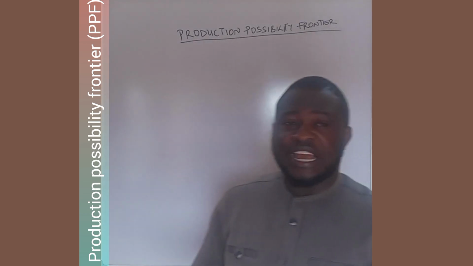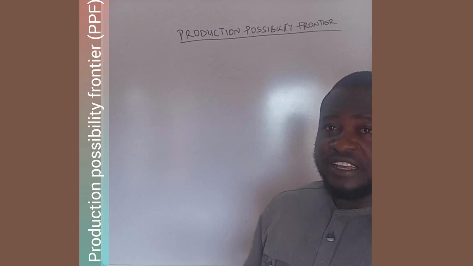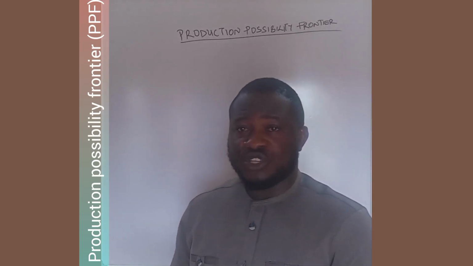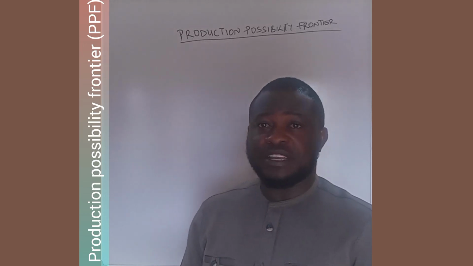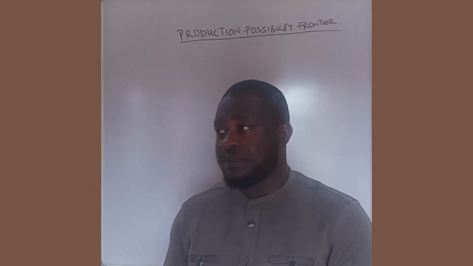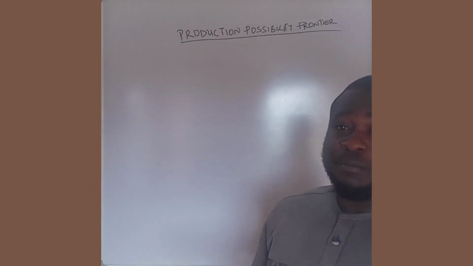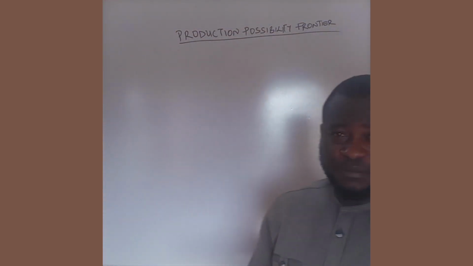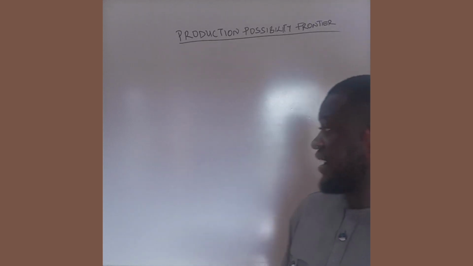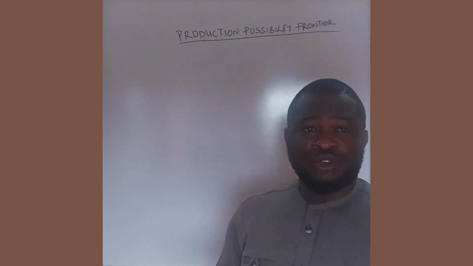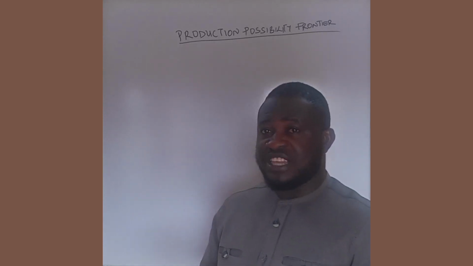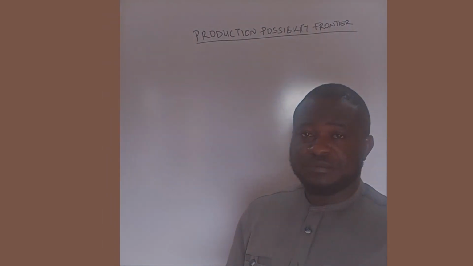Once we are done with that, we will represent the production possibility schedule in a graphical form, thereby giving us what is called the production possibility curve, or the production possibility frontier, or the production possibility boundary. By way of definition, the production possibility frontier can be defined as a graphical representation of the maximum combinations of two goods and services that can be produced in an economy using the available resources in that economy.